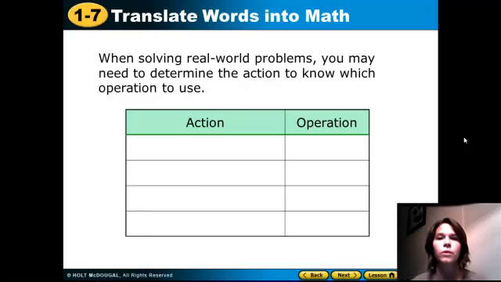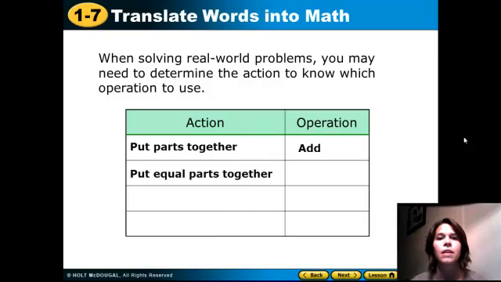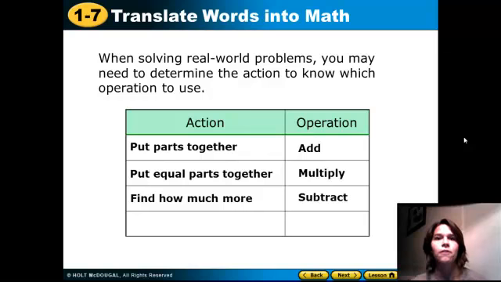When solving real-world problems, you may need to determine the action to know which operation to use. If an action means you're combining parts or putting them together, it's going to be addition. If you're putting equal parts together, a repetition of some sort, that's going to be multiplication. Finding how much more is going to be subtract, because there's a difference there. There's more of something, so you're looking for a difference. And separate into equal parts will be to divide. So let's look at a couple word problems.